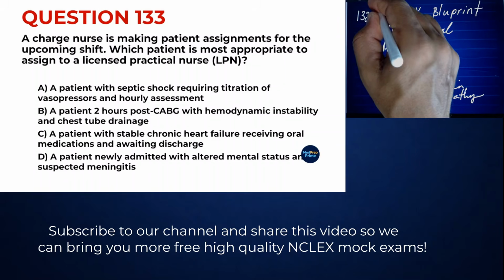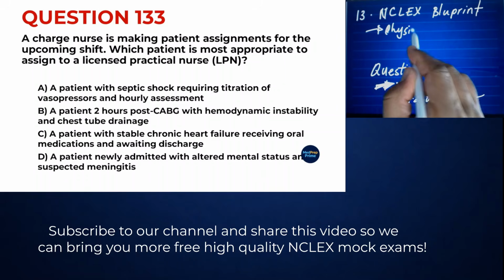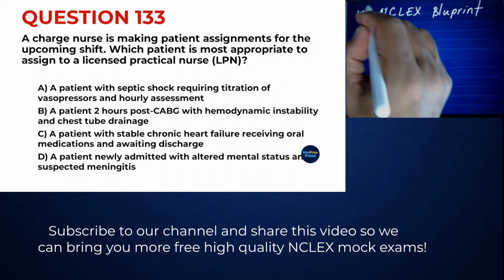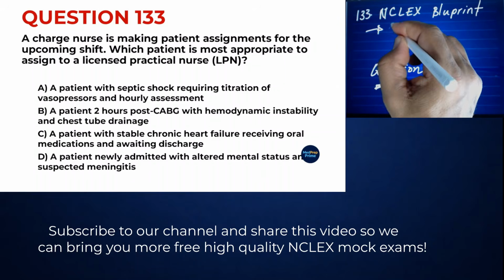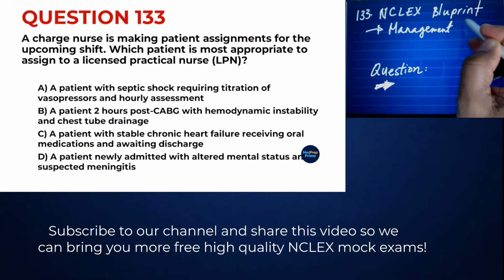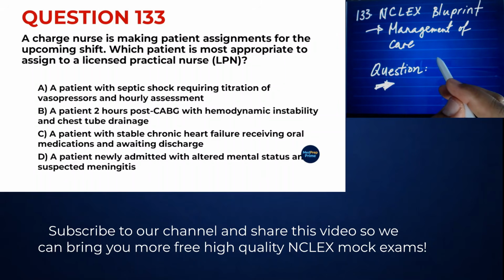A charge nurse is making patient assignments for the upcoming shift. Which patient is most appropriate to assign to a licensed practical nurse, LPN? Option A, a patient with septic shock requiring titration of vasopressors and hourly assessment. Option B, a patient 2 hours post-CABG with hemodynamic instability and chest tube drainage. Option C, a patient with stable chronic heart failure receiving oral medications and awaiting discharge. Option D, a patient newly admitted with altered mental status and suspected meningitis.